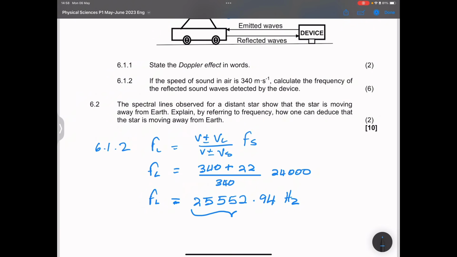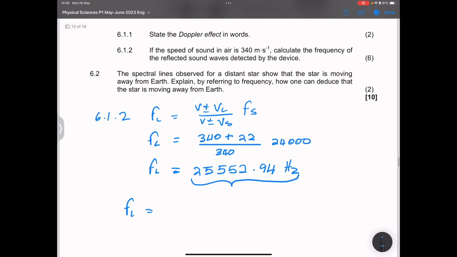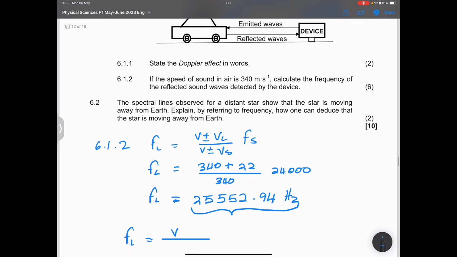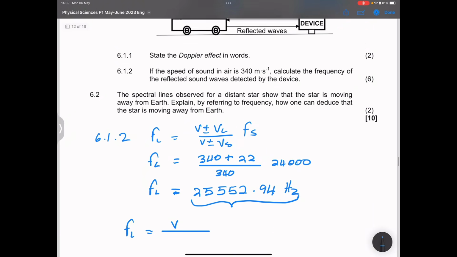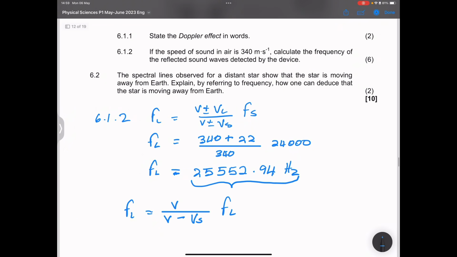But remember, this now becomes the frequency. Now what we're going to do is use this as the frequency that the car now transmits back into the device. So we're going to say again the frequency of the listener. This time the device is the listener, and the car is the source. Now I want you to note that the car is the source, and the source is moving. The receiver is stationary. So that would be V, and that would be V minus the velocity of the source, which is the car, multiplied by the frequency of the source.